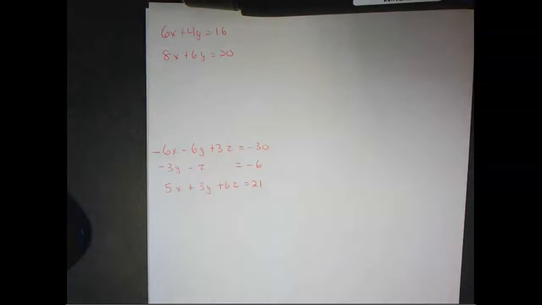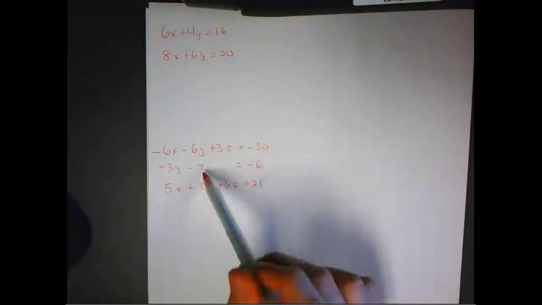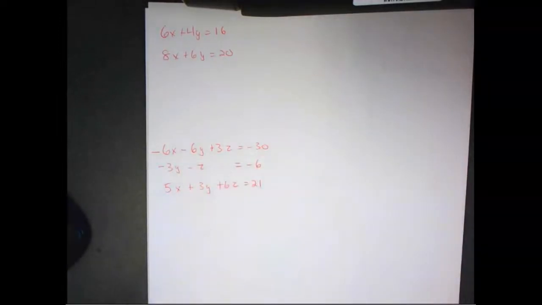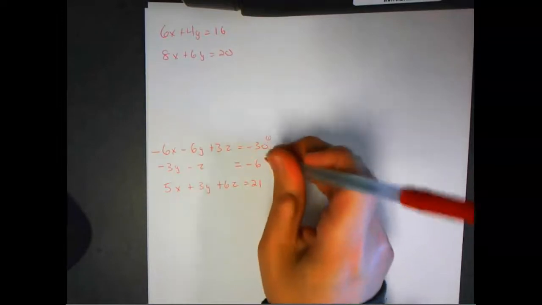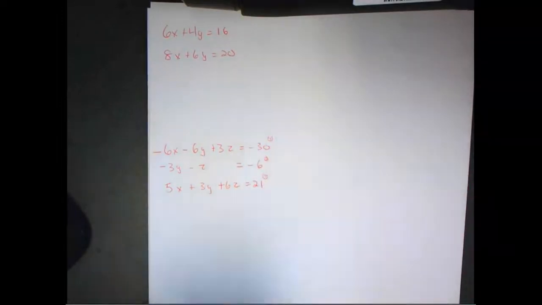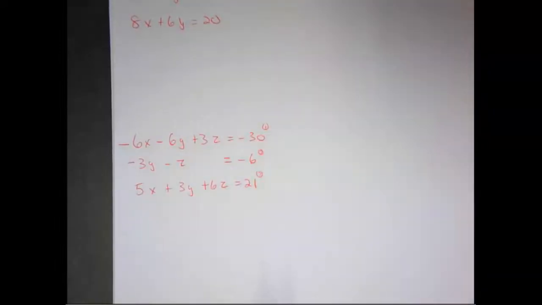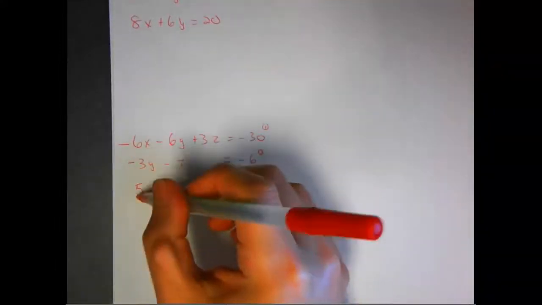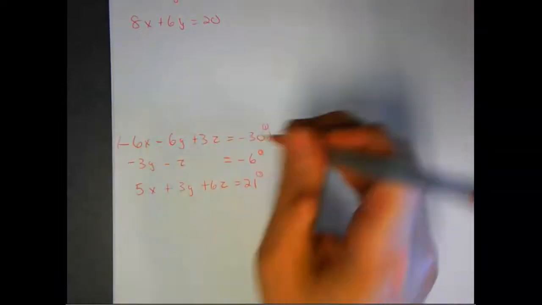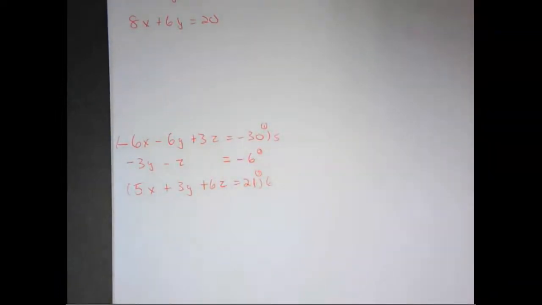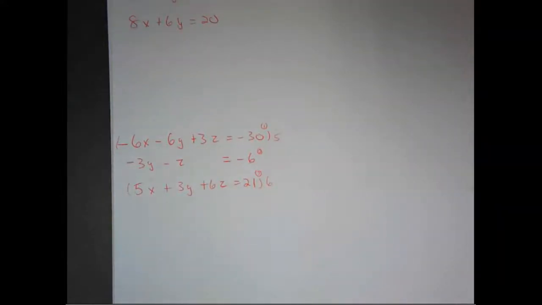Rewatch that last 30 seconds if you need to. But again, you're trying to get y and z, so I'm going to eliminate x here to give me another equation with y and z. I'm going to call this 1, 2, 3, just so I can reference them easy. I want to eliminate x, so I'm going to multiply this one by 5, this one by 6. This is again doing the elimination that we're kind of used to.